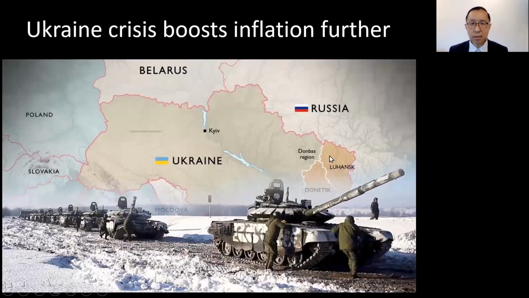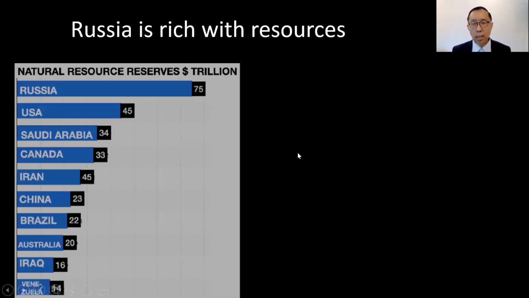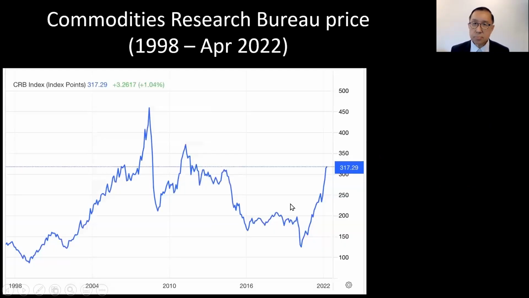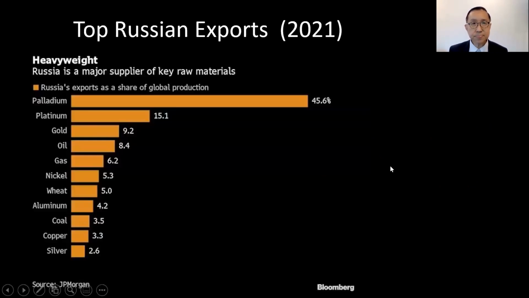Another reason for the inflation that we are experiencing is the Ukrainian crisis. This has boosted inflation much further. Well, look at this. This is a chart of the richness of each country. Russia is the richest, it has $75 trillion worth of resources. And this chart shows the basket of commodity prices that have gone up. Even before the Russian crisis, the prices of commodities have been rising. Of course, with the crisis, it was given a boost even further.